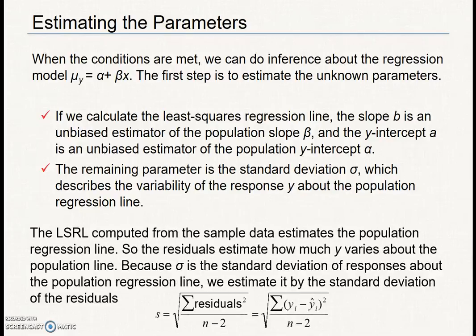Okay, so when the conditions are met, we can do inference about the regression model, but we have to estimate some parameters. So the slope and the y-intercept of our sample data, those are unbiased estimators, so they are going to estimate beta for the slope of the population and alpha, the y-intercept of the population. So then we need to look at the standard deviation. If we wanted to estimate our standard deviation with S, what we're really looking at is how far our data is from the line, so we're going to use that residual. Notice in the denominator we do have the n minus 2.